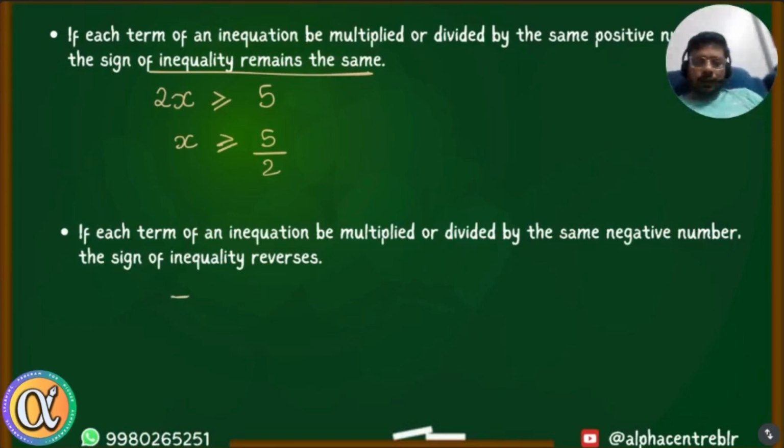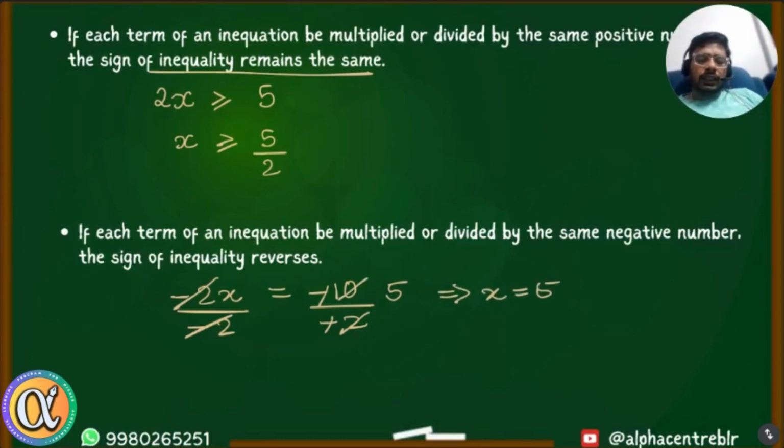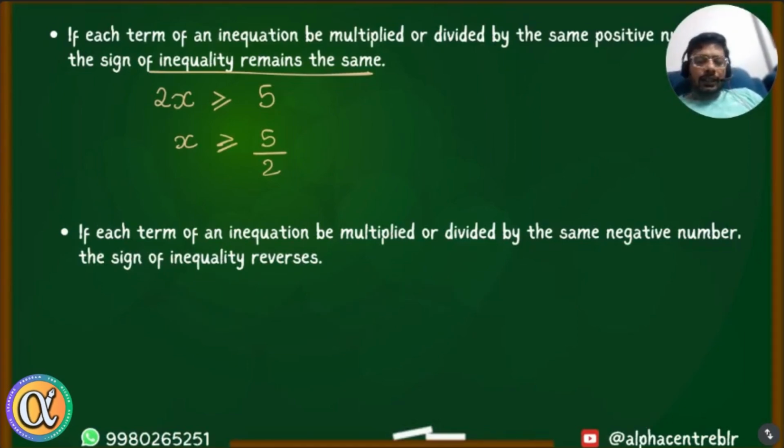Something like this, minus 2x is equal to minus 10. If you remember, we used to do it like this, and we still do. We divide both sides by minus 2. So minus 2 cancels, and this side becomes 5. So x is equal to 5. Haven't we solved linear equations like this? And I think it's allowed. It's correct, right? But can I do the same in a linear inequation?